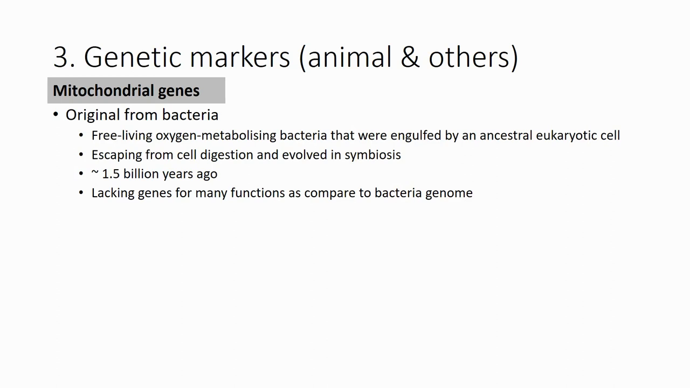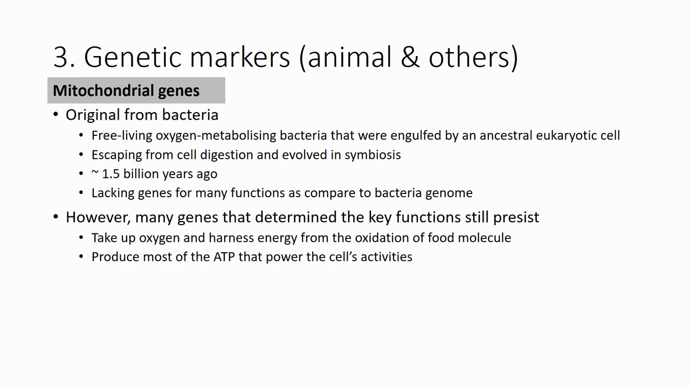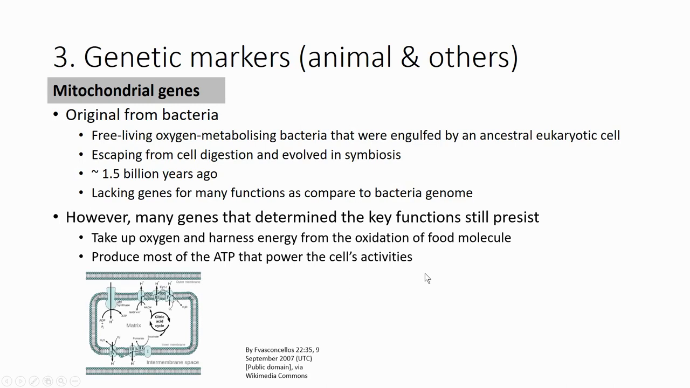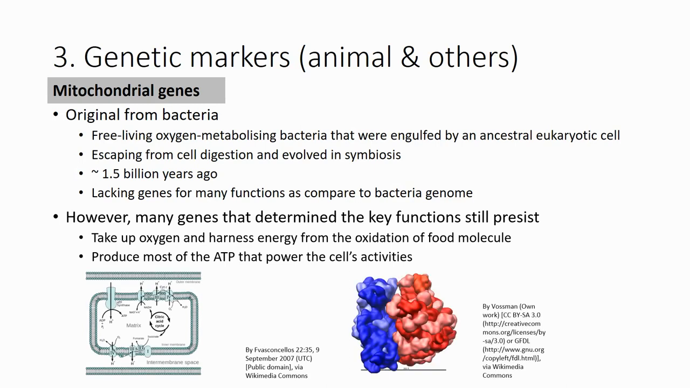However, after so many years of evolution and symbiosis, in this mitochondria a lot of the genes are already missing, and they lost a lot of function compared to the true bacteria genome. But many genes are still very important. For example, the genes that take in the oxygen and harness the energy from the oxidation of food molecules, and the genes to produce the energy, the ATP. You have learned all this in secondary school, about how the cell generates the energy.